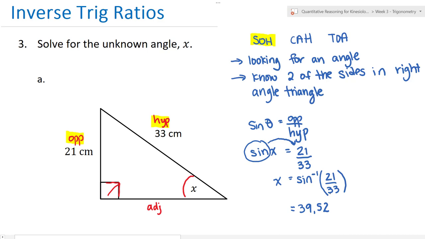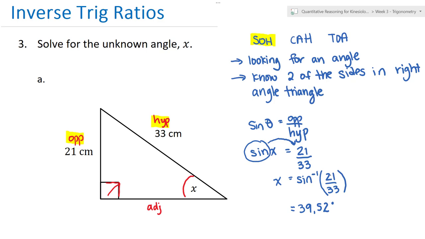And now I have to think about what my units are. So that x was representing an angle, so the units are in degrees. Okay? Because this was sine, when I move it to the other side of the equal sign, it becomes sine inverse. If it was cos, and I moved it to the opposite side of the equal sign, it would become cos inverse, and tan would become tan inverse.